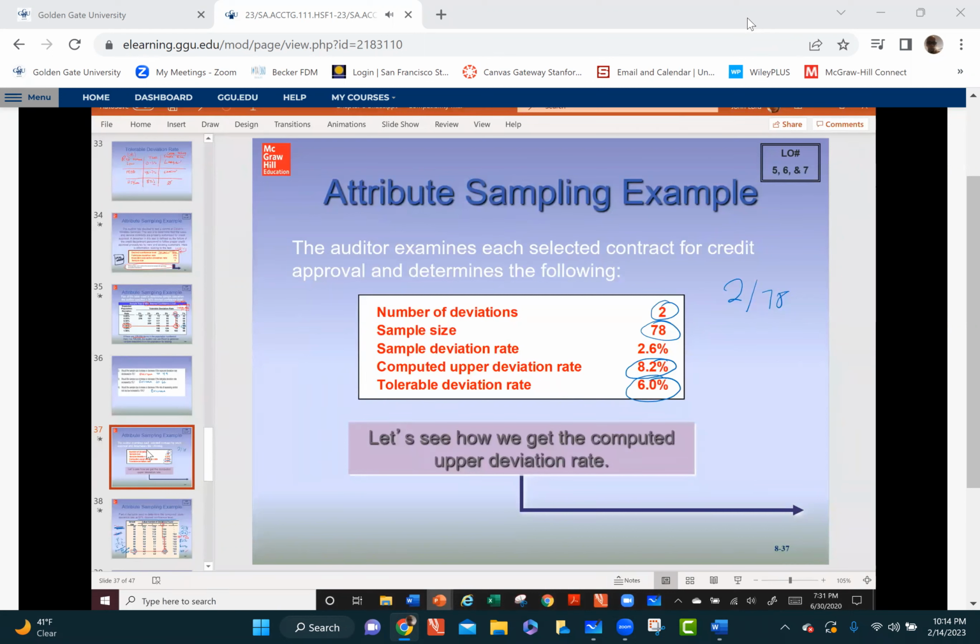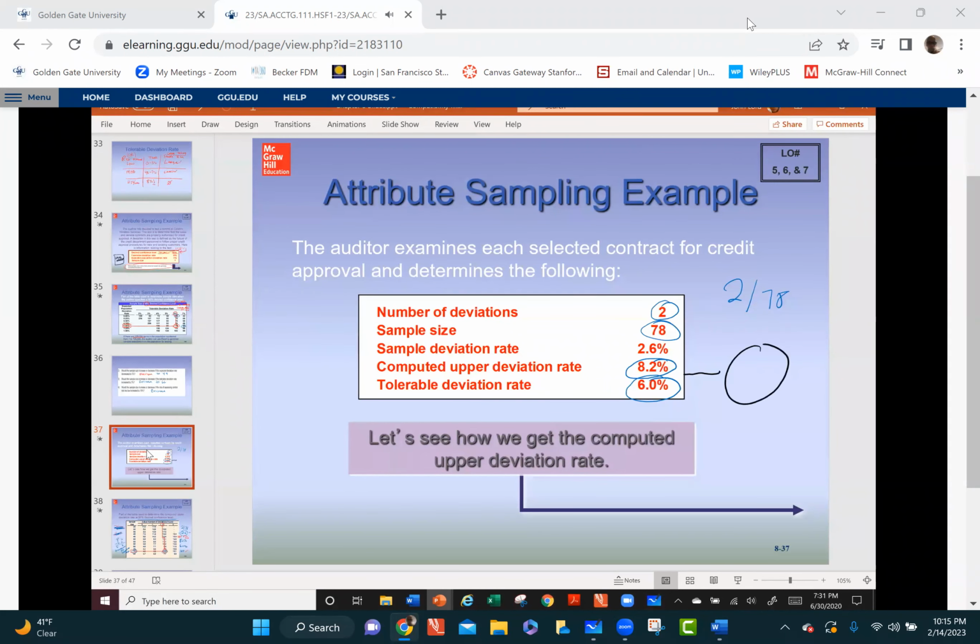But as auditors, we only look at the one side of that tail, if you will. We're interested on what? How high can this go? Because if the deviation rate goes too high, what are we going to determine? We're going to determine that the control does not have operating effectiveness, and we're going to what? We're going to do the full measure of our substantive testing. So we just look at the upper end of this, the upper deviation rate of 8.2%. Now, if our tolerable deviation rate was 6%, and this test is showing me that the upper deviation rate could be 8.2%, and the auditor was only willing to tolerate a 6% deviation rate.